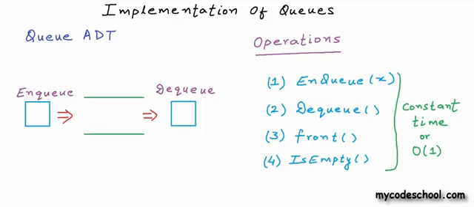I have defined the queue ADT with these four operations that I have written here. In an actual implementation, all these operations will be functions. The front operation should simply return the element at the front of the queue. It should not remove any element from the queue. IsEmpty should simply check whether the queue is empty or not. And all these operations must take constant time. Enqueue, dequeue, or looking at the element at front, the time taken for any of these operations must not depend upon a variable like the number of elements in the queue. In other words, the time complexity of all these operations must be big O of 1.